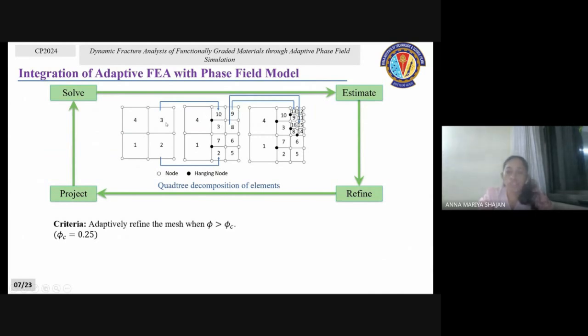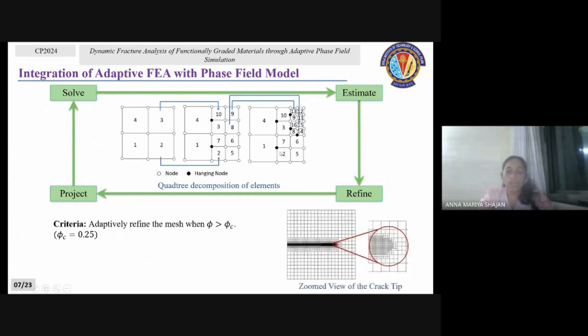So here if you see, you can see that the third element is refined into 10, 9, 3, and 8. And whatever value you have obtained from the parent element will be projected to the child elements, and this process will continue. So this figure shows the zoomed view of the crack tip. Here we can see that a quadri decomposition of the elements is occurring. The main issue with the quadri decomposition is that it will result in hanging nodes between the adjacent elements. And with the standard finite element, we can't solve this because of the compatibility issues between the elements.